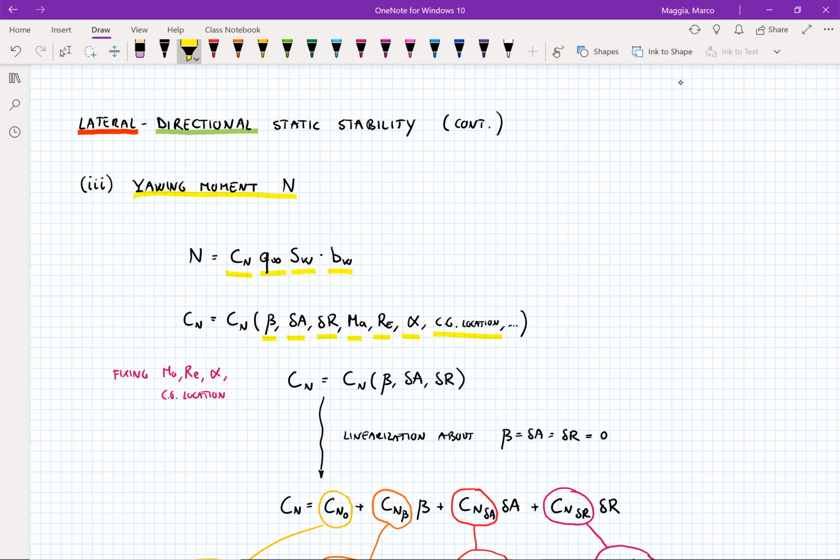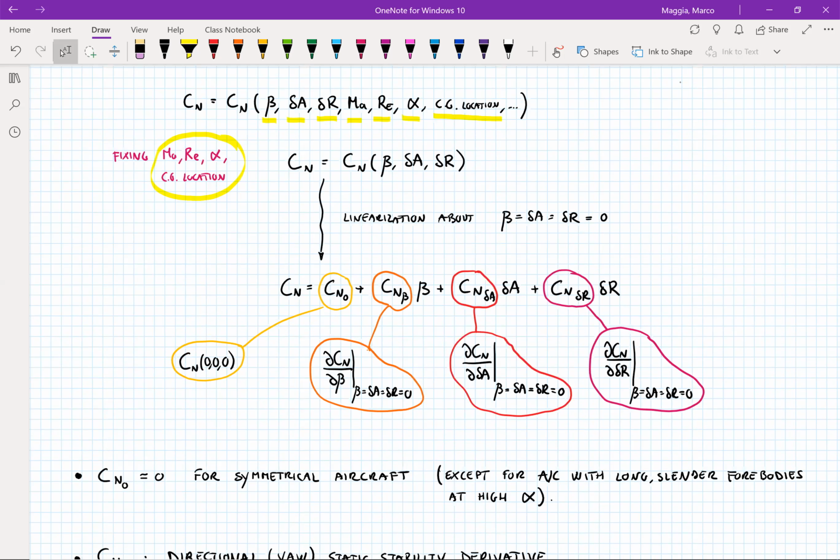Now, if we fix the latter four, so Mach number, Reynolds number, angle of attack, and location of the center of gravity of the airplane, then Cn reduces to a function of beta, delta A, and delta R. Linearizing it about the 0 point, we have our usual expression with a bunch of derivatives, and the coefficient Cn0 evaluated at beta equals delta A equals delta R equals 0.